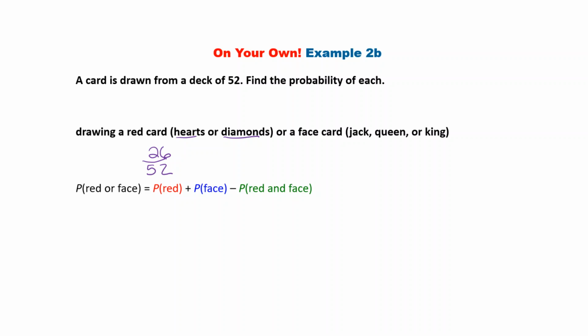Now, how many face cards do I have? Well, I have 4, 8, 12, 4 of each, jack, queen, king in hearts, diamonds, clubs, and spades. So I have 12 out of 52. All right, so next I need to find out how many are both red and a face card. Okay, well, I know that the red ones, I'm going to have a jack of diamonds and a jack of hearts, a queen of diamonds, queen of hearts, and a king of diamonds and a king of hearts. So that's 2, 4, 6. So 6 out of 52.